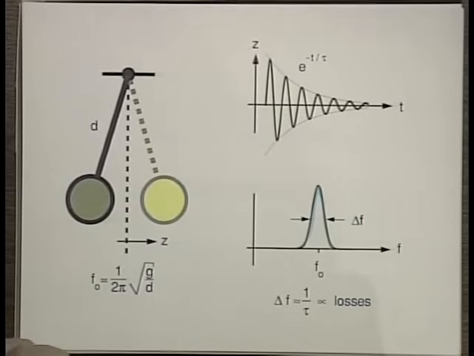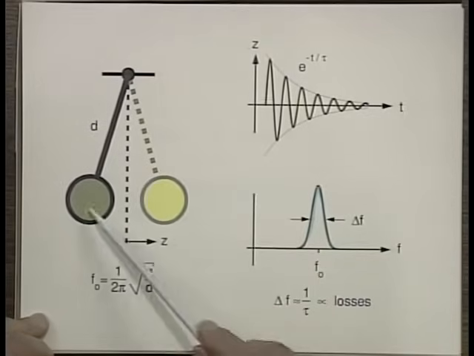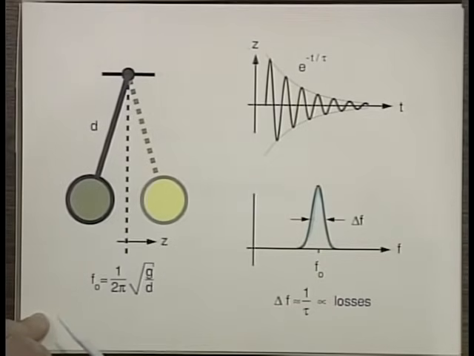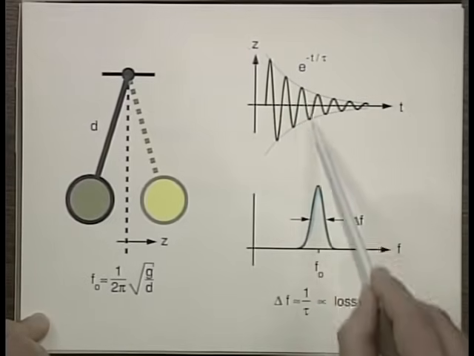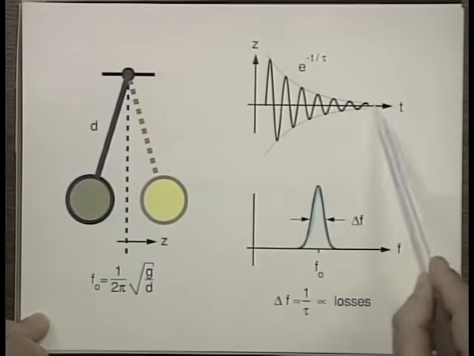Well, there are all kinds of oscillators. I'm going to start with a pendulum. Here's a simple pendulum, length d, and I let it swing. What does it do when I let it swing? Well, it'll go backwards and forwards, just like this. It'll generate an oscillation of the pendulum, which will die down.